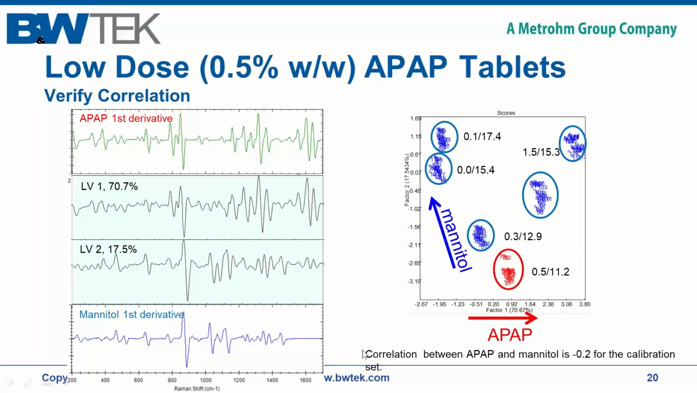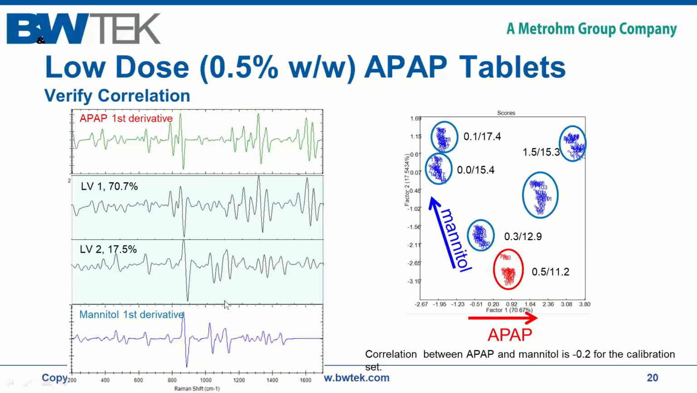And we see this also in the scores plot shown to our right, where the markings around each one of the circles are the first number is the APAP concentration, the second the mannitol. And as we look at that plot from the left to the right, we see that we go from the low concentrations of the APAP to the higher concentrations. Again, this is verifying, in another visualization, that this first factor explaining about 71% of the variance of our data is related to the signal change with the APAP.